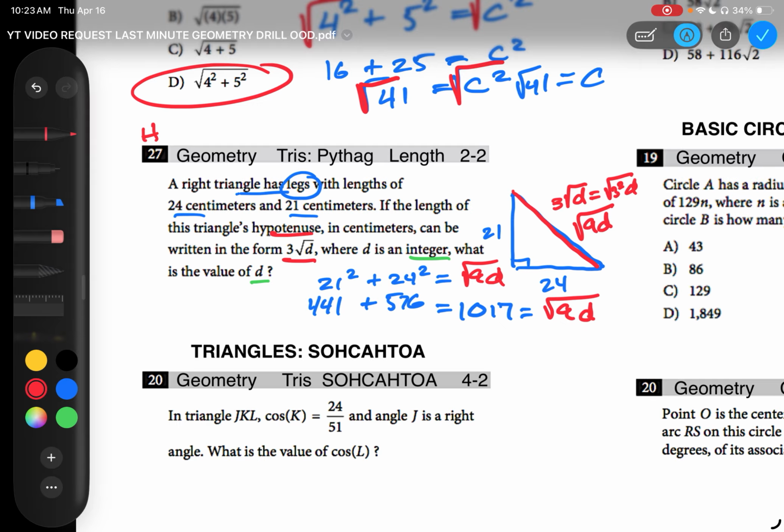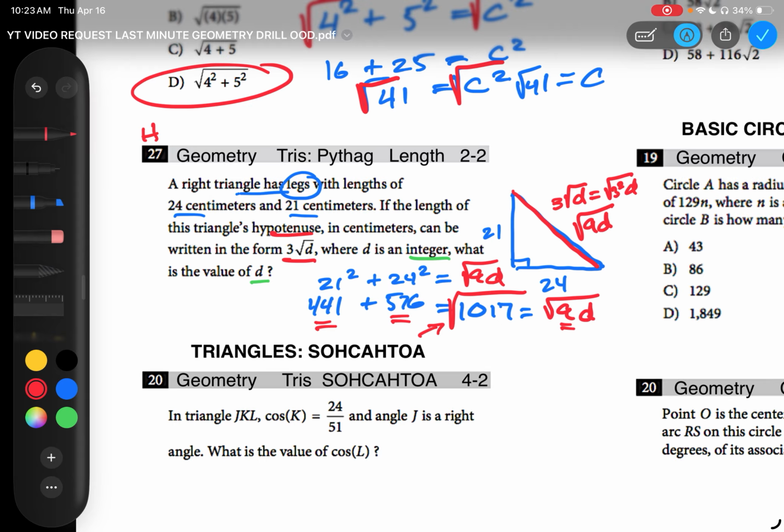All right, so what must d equal? Well, we can see that this 9 can certainly go into it. Remember, we're trying to get our c. Remember, a squared plus b squared equals c squared. So how do we figure out c? We have to square root that. So the square root of 1017 is going to be equal to the square root of 9 times d.